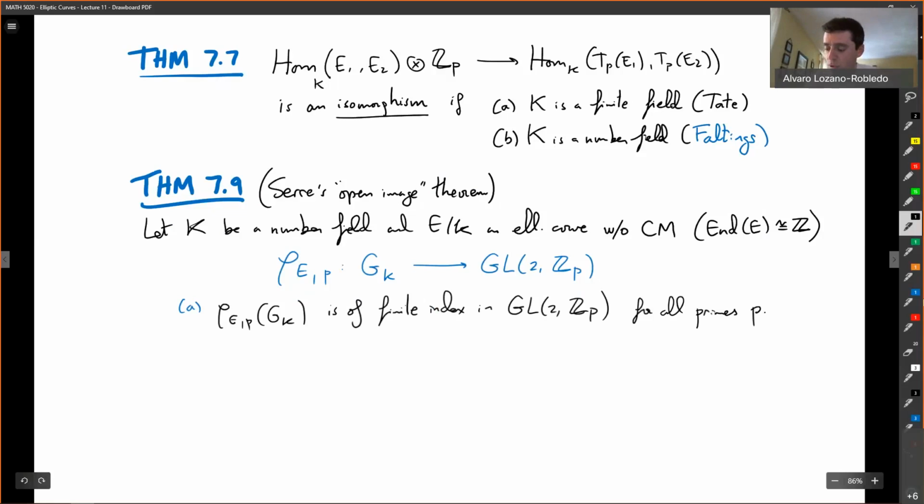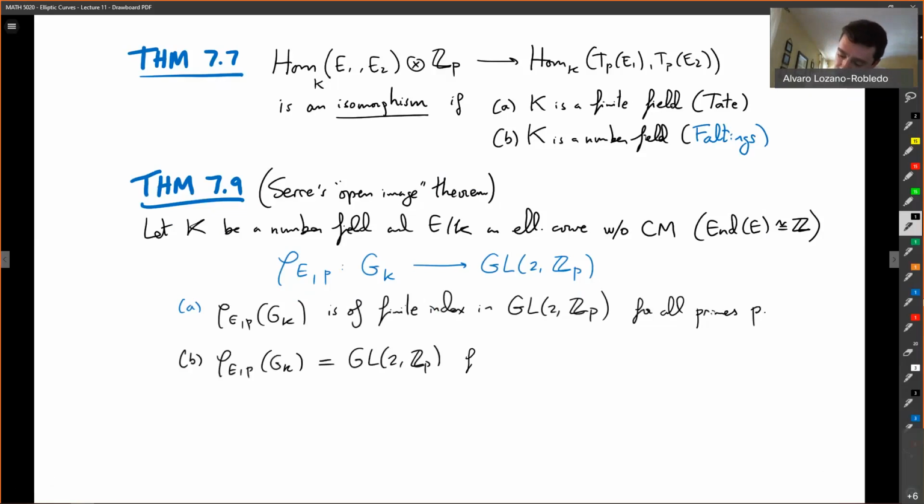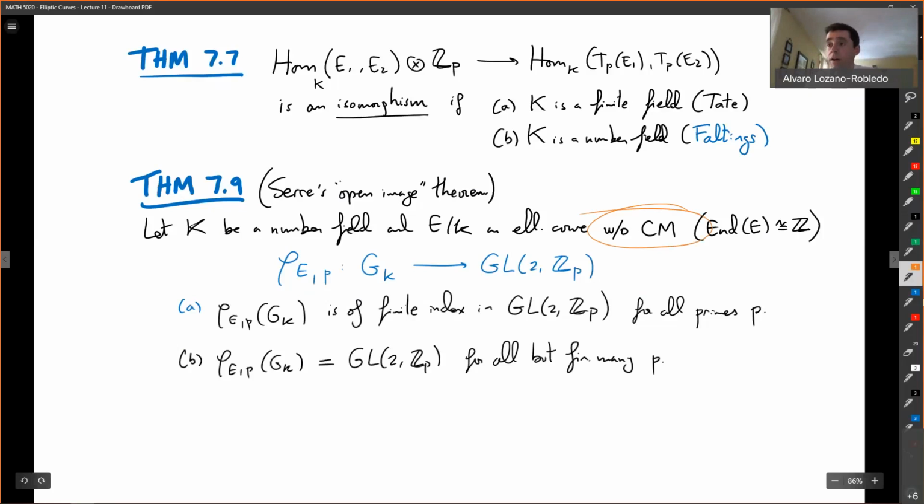You have one for each prime, and it turns out it is of finite index for all primes. And in fact, it is all of GL2(Z_p) for almost all primes, for all but finitely many primes p. Okay. You can see here that there is no CM.